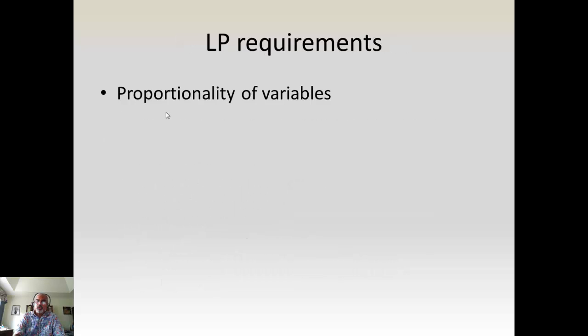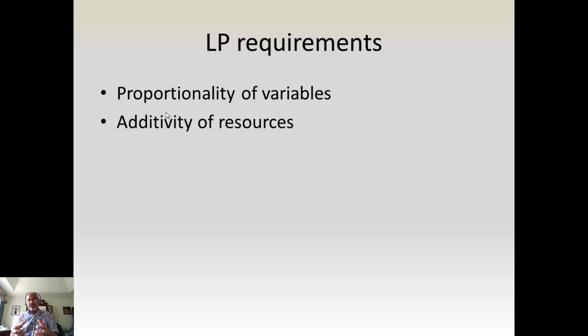Now let's look at some requirements for a linear programming model. The first requirement is proportionality. Proportionality of variables means that if you double the value of the variable, then the requirement for resources doubles as well. The base model requires 5 hours of labor for each unit. If you produce 1 unit, you need 5 hours. If you produce 10 units, then you need 50 hours, 5 times 10. So that is proportionality: the variable requirements are proportional to the quantity.